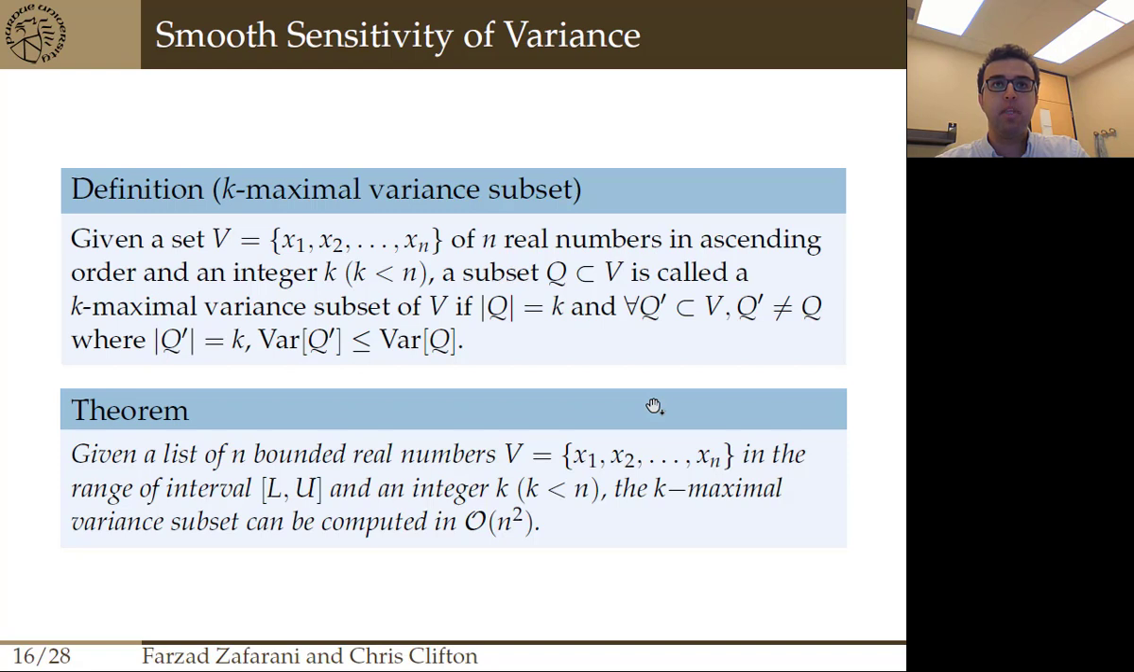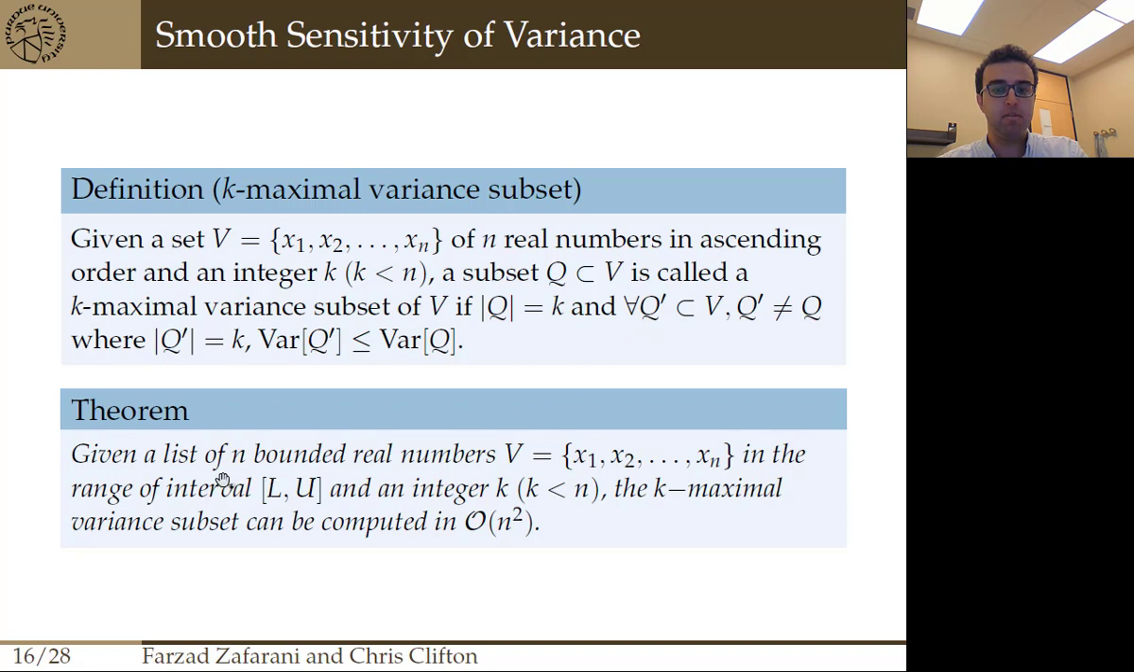Okay, next we discuss how we can compute the smooth sensitivity of the variance. We first define the k maximal variance subset. Given a set V of n real numbers in ascending order and an integer k, a subset Q is called a k maximal variance subset of V if the size of Q is k, and the variance of Q is larger than that of any other subset of the same size k of V.